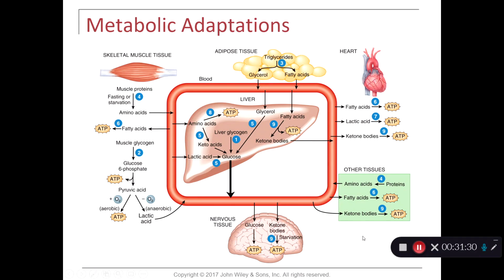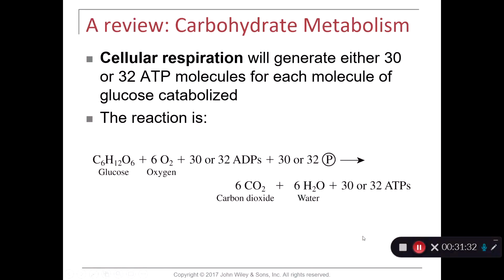With that, that is the end of our discussion. Again, here's the end process. 1 glucose molecule and 6 oxygen molecules, with the necessary components for ATP to be made, will yield 6 CO2 molecules, because you have 6 carbons here, 6 water molecules, and 30 to 32 ATPs.